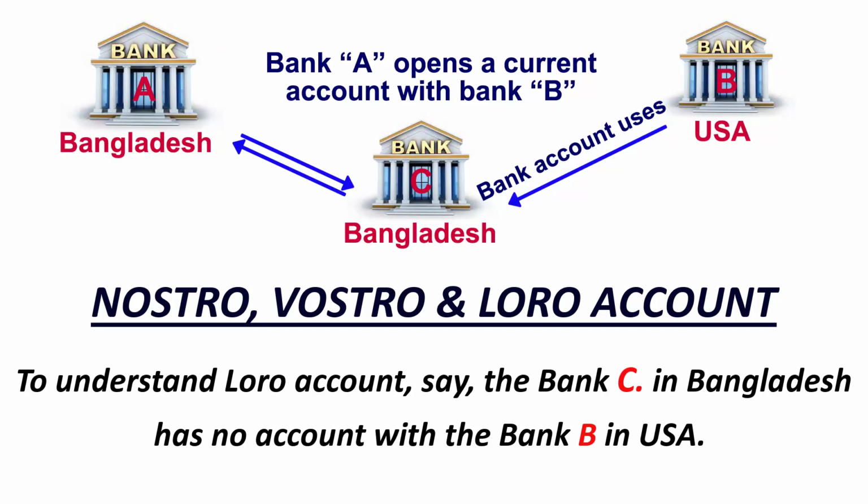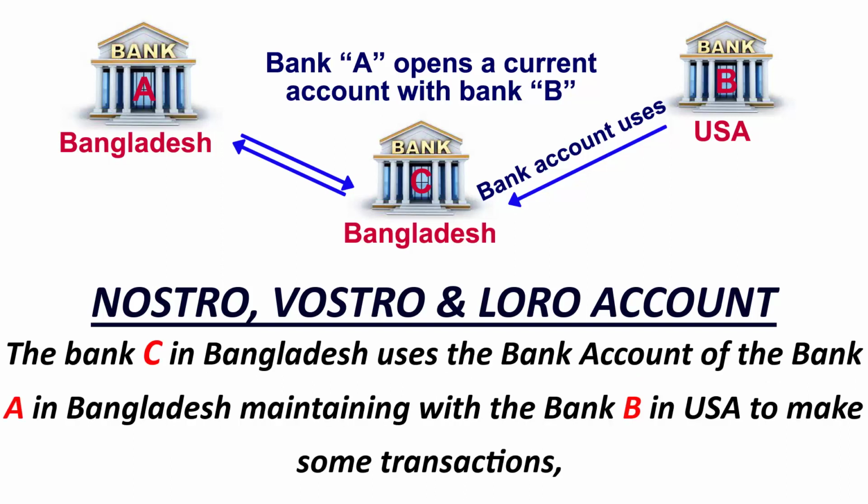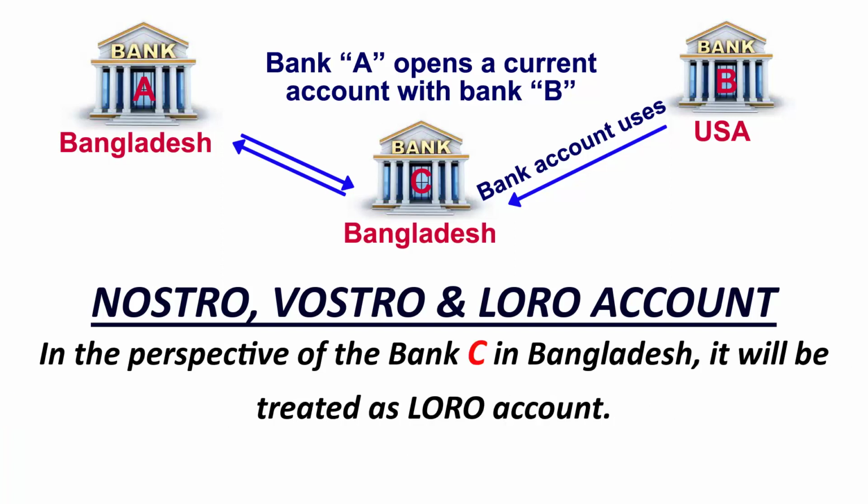To understand the LORO account, say the bank C in Bangladesh has no account with the bank B in USA. The bank C in Bangladesh uses the bank account of the bank A in Bangladesh, maintained with the bank B in USA, to make some transactions. In the perspective of the bank C in Bangladesh, it will be treated as a LORO account.